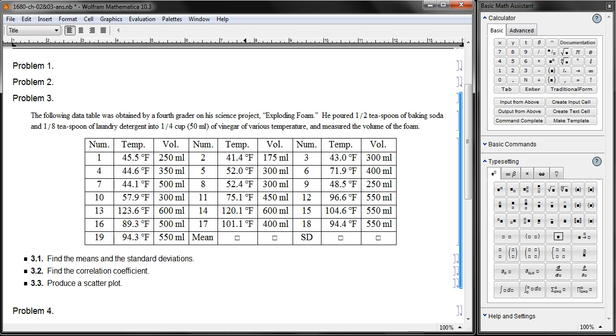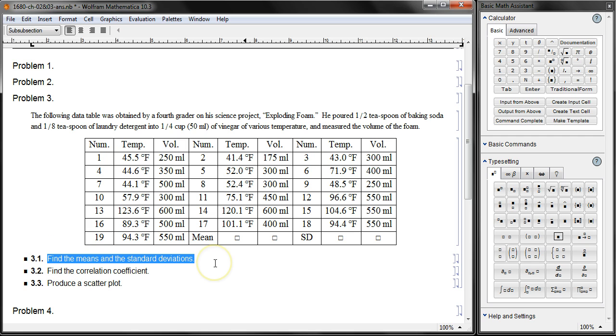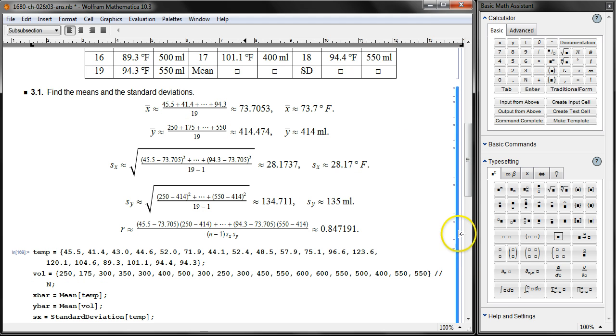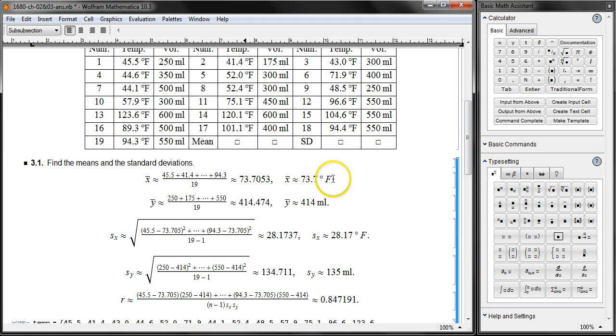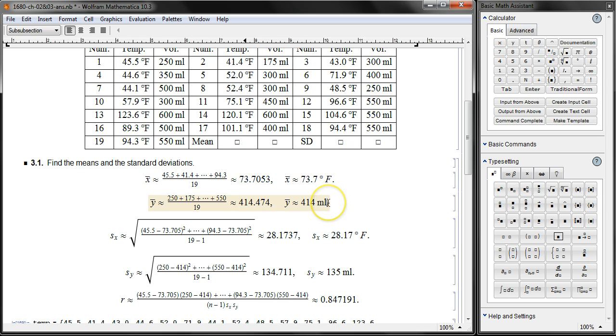Problem number 1, or more precisely 1A, talks about the means and the standard deviations that we already did in the previous exercise. This is just for review, so here we go. This is the mean of x, the mean of the temperature, and this is the mean of y, the mean of the volume. Here is the sample standard deviation of the temperature, and the sample standard deviation of the volume.